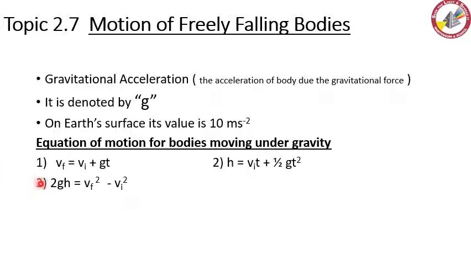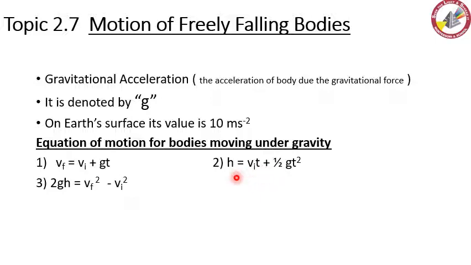Vf is equal to Vi plus gt. Here we have replaced normal acceleration a with g, which is the gravitational acceleration. The second equation of motion is h is equal to Vi t plus half g t square.